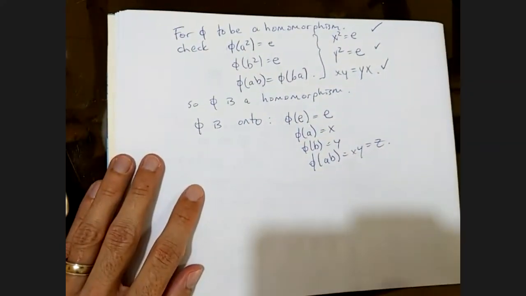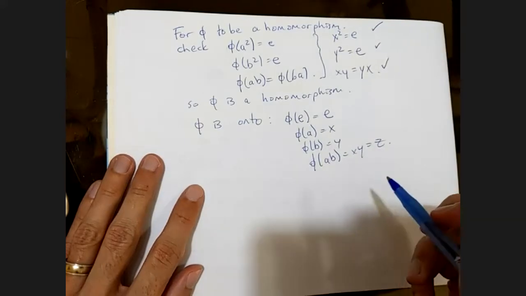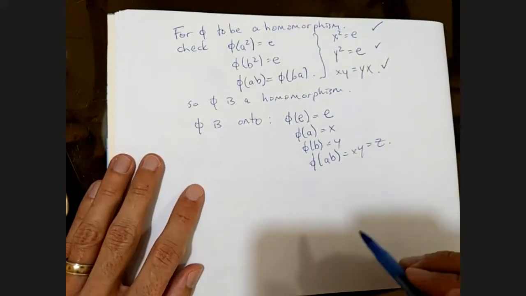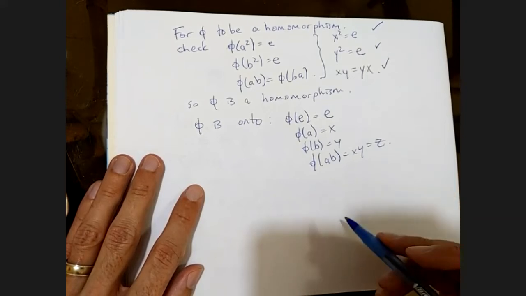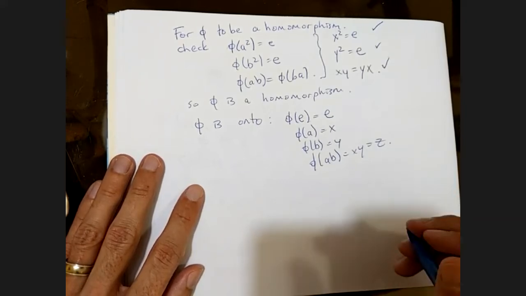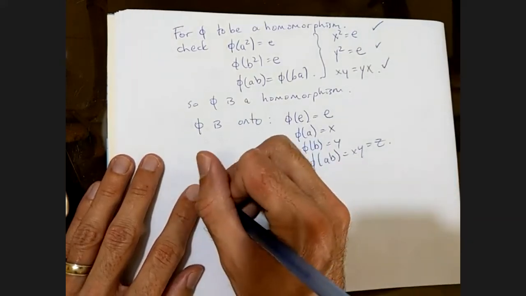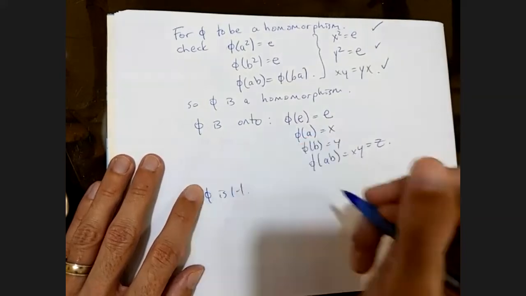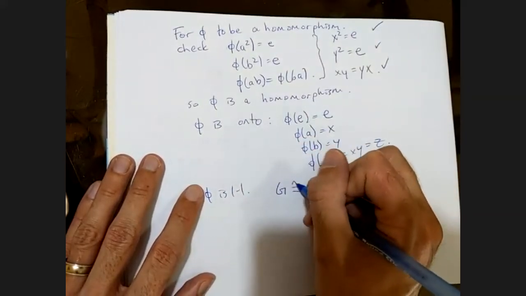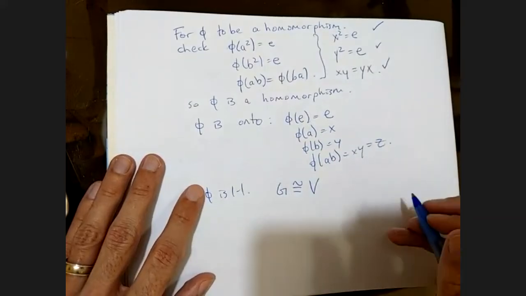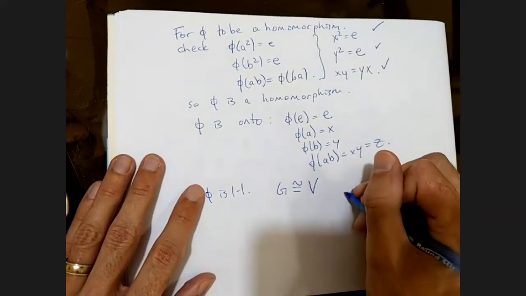Okay, so now phi is a function that is onto between two sets of the same size. So it's automatically 1-to-1. Phi is 1-to-1. So that tells us that G is isomorphic to V, as we wanted.